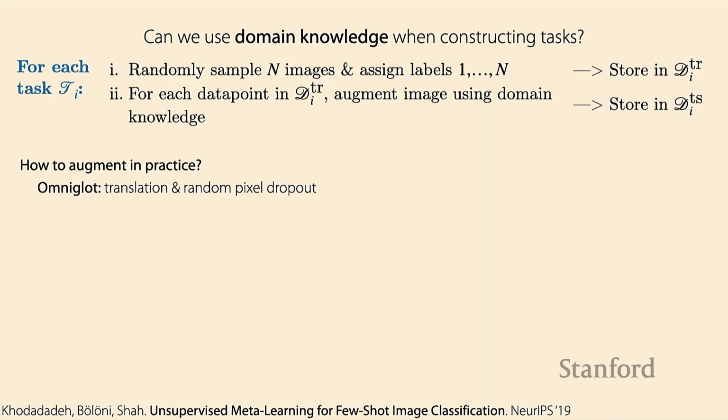And so in practice, you can use whatever you know about the image domain. So for Omniglot, you would use something like translation and pixel dropout. You wouldn't want to flip the image, because that may actually flip the category label of that character. Whereas for mini ImageNet, you would probably do things like flipping. And so they use AutoAugment here, which corresponds to a number of different transformations.